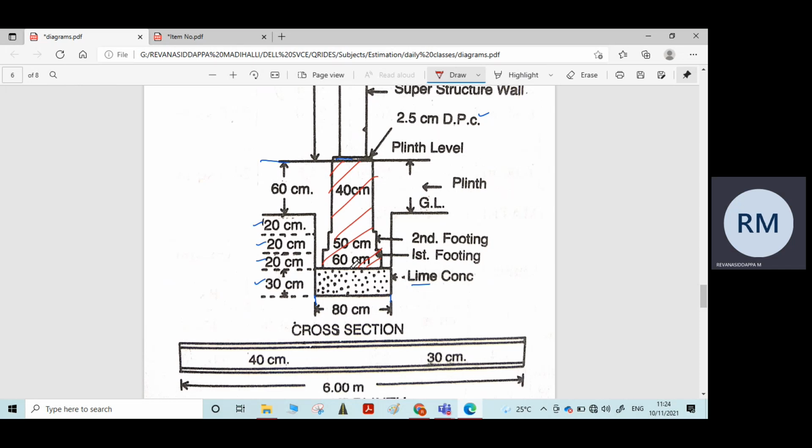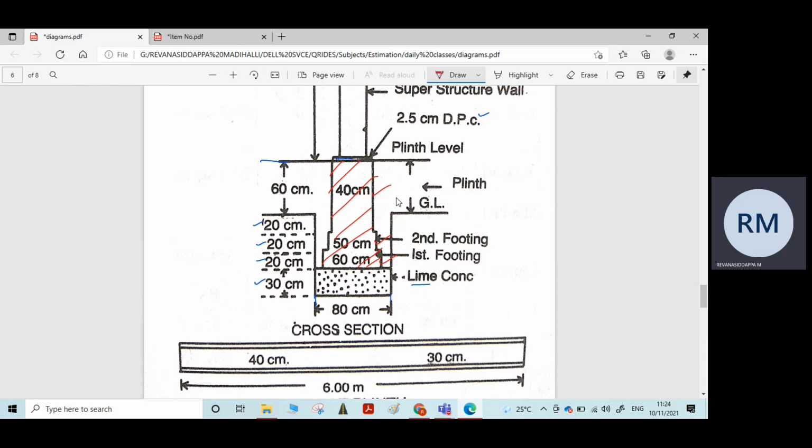Now we have to do these calculations. Here we have whatever the footing given in the problem. What kind of footing is it? It is a stepped footing. I think you know different types of footing. How many steps are there in that footing? 2 steps. Here we have one step, here we have one more step. Over that footing we have the plinth.